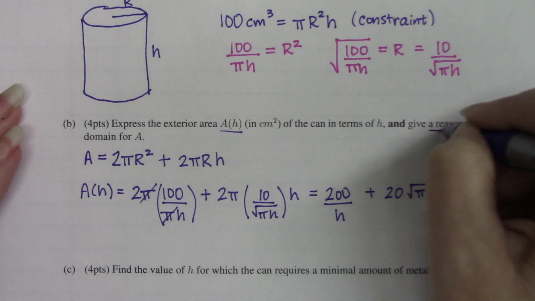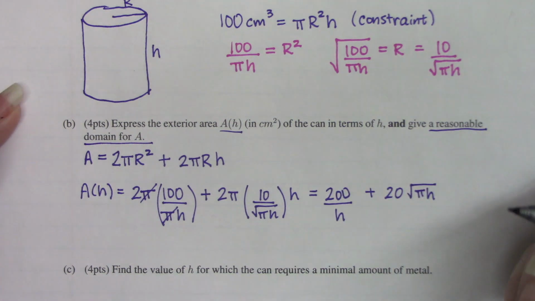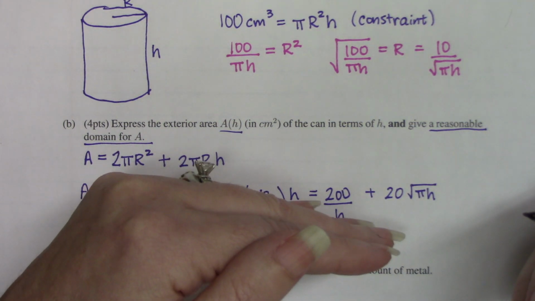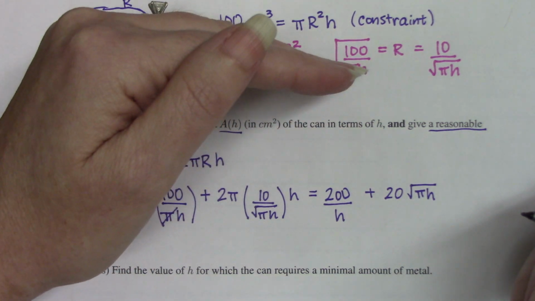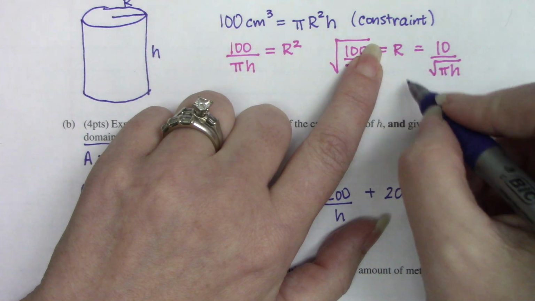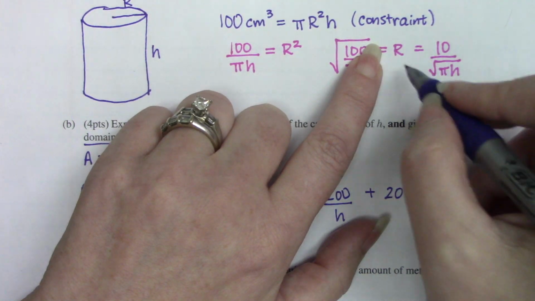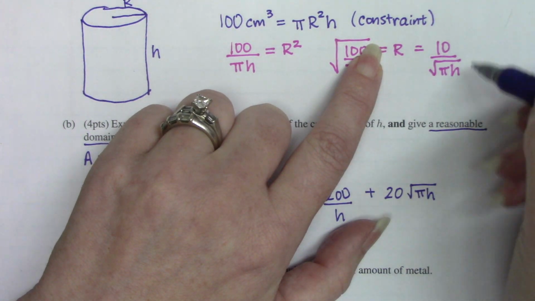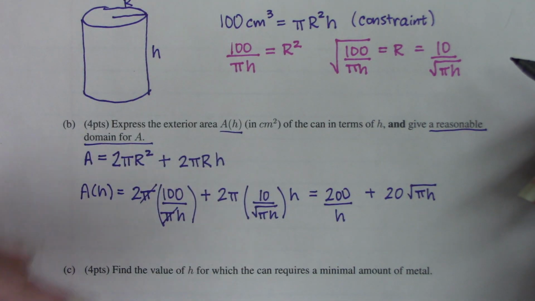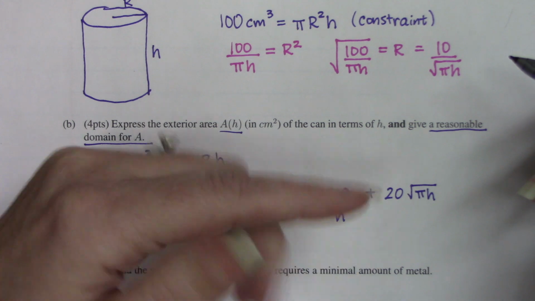It also says to give a reasonable domain. So you determine the domain not off of this equation, but off the constraint equation. And the easiest place to find the domain is going to be when you've solved for one variable in terms of the other. So if we look at this relationship right here, remember domain means what values of h are going to be allowed to be plugged in down here.